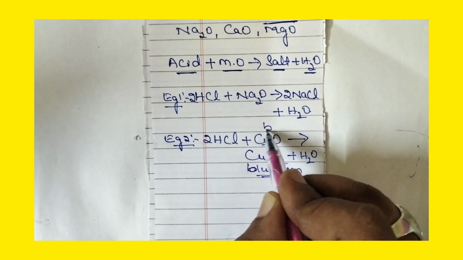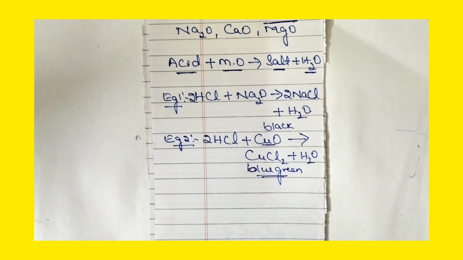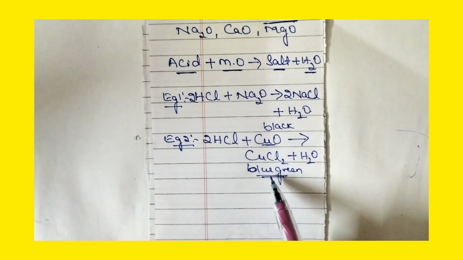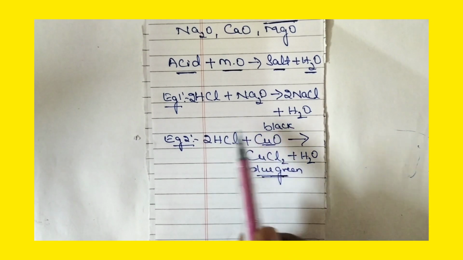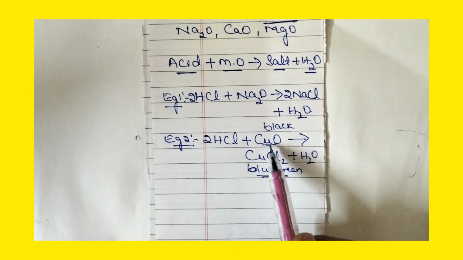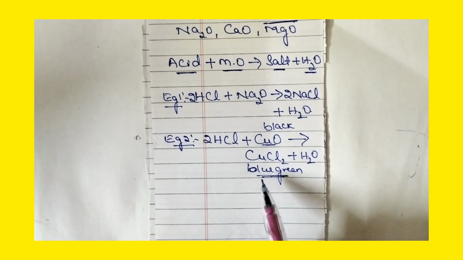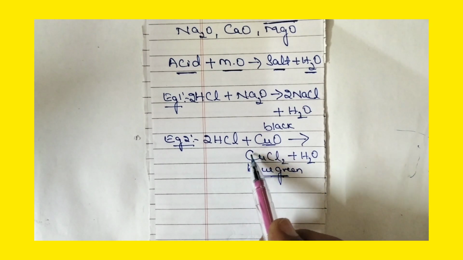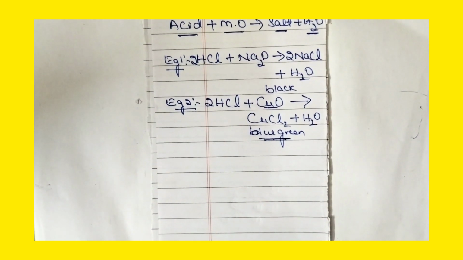And what is the color of the copper oxide? Copper oxide is black in color, and copper chloride is blue green in color. This HCl, which is an acid, reacts with the metallic oxide copper oxide, which is black, to form a blue green salt called copper chloride, and water. So this is the second example.